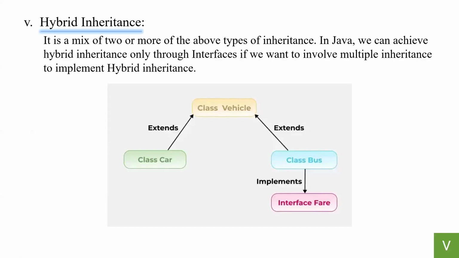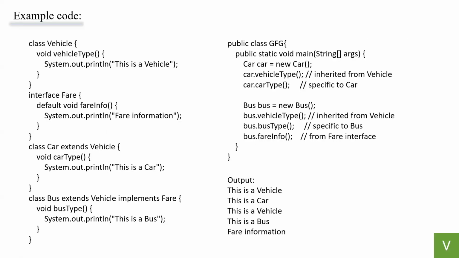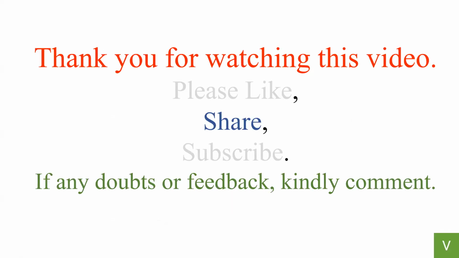Just a quick recap. Hybrid inheritance is a mix of two or more types of inheritance. It may be single inheritance and multiple inheritance, or single inheritance and multi-level inheritance, and so on. So two types of inheritance concepts must be present. This is hybrid inheritance. Overall, we discussed the introduction to inheritance and the different types of inheritance.